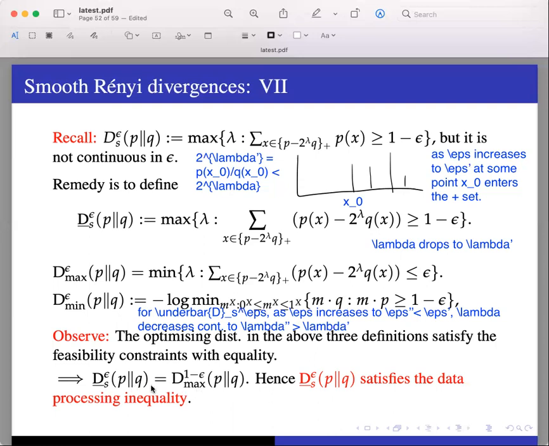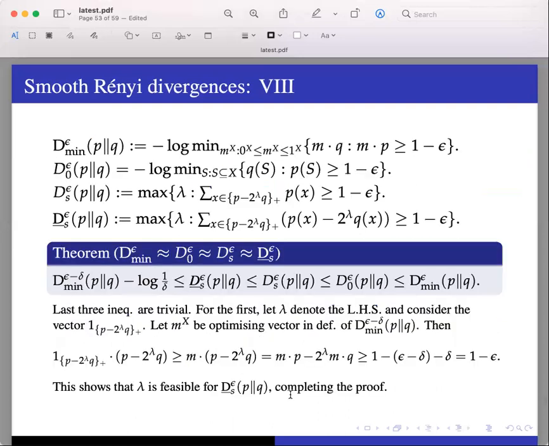Once we observe this, we realize that D lower bar epsilon s satisfies the data processing inequality because D max 1 minus epsilon satisfies data processing. So is this clear? Okay, good.